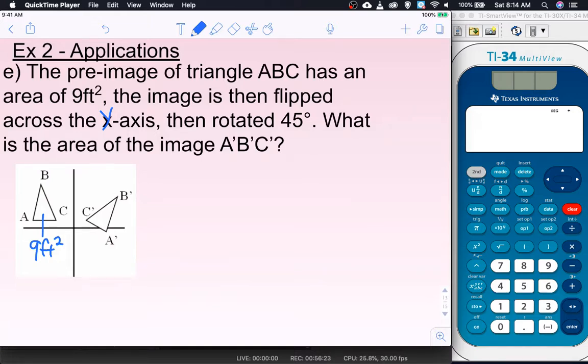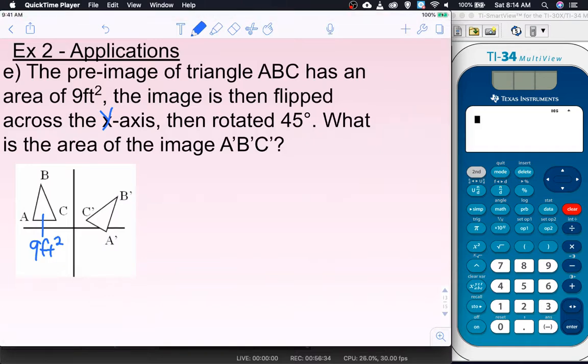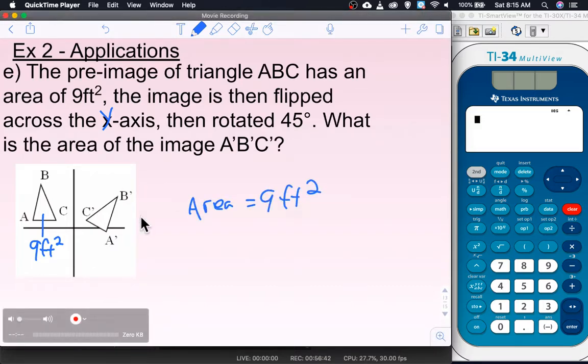They're still twinsies. If you then took that triangle that you flipped over and rotated it 45 degrees, did you change the size or shape? Well, no. So this would still have an area of 9 feet squared because these are both rigid transformations. So this area is exactly the same as that area. We didn't get bigger or smaller. We did not do a dilation. So the areas are the same.